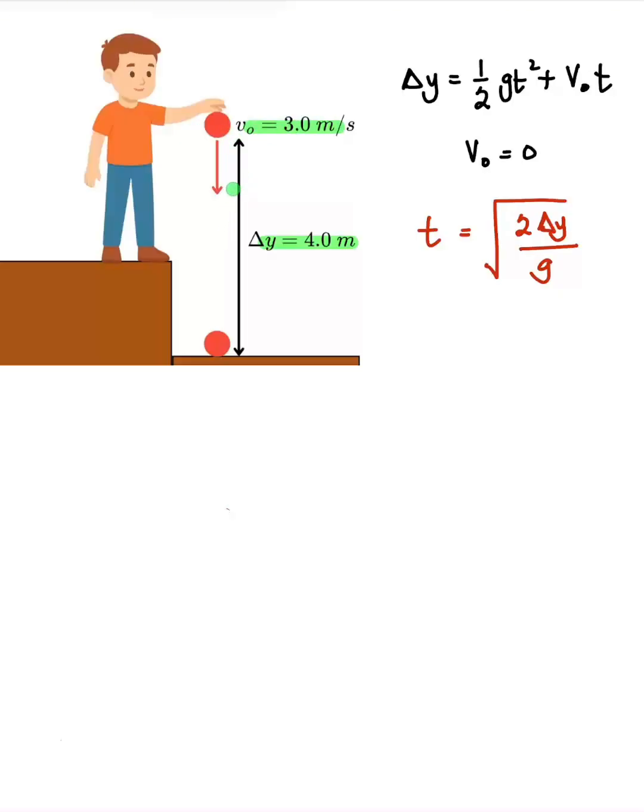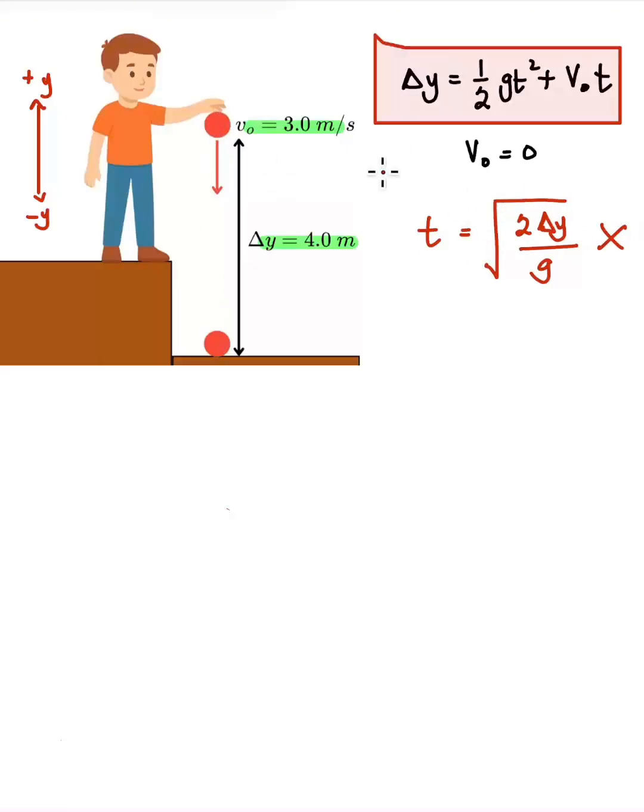So choosing our coordinates, we are going to choose that vertically downward is negative and upward is positive. This is a purely vertical motion, so we don't have any horizontal motion. So we cannot use this equation to find the time it took this ball to hit the ground, and the only difference is that now we have delta y is equal to 1/2 gt squared plus v naught t.